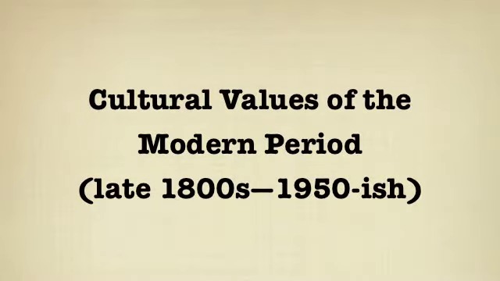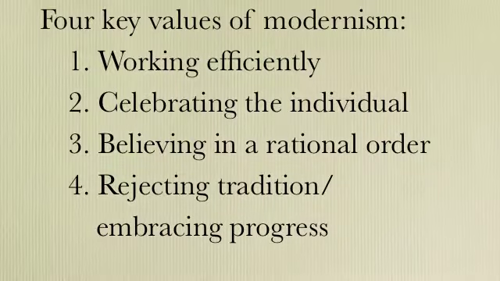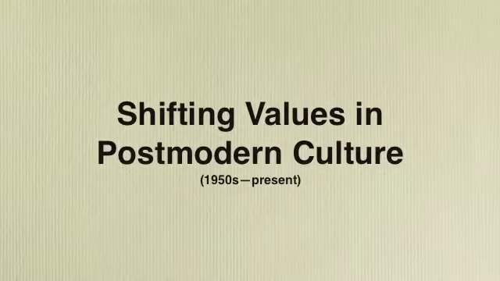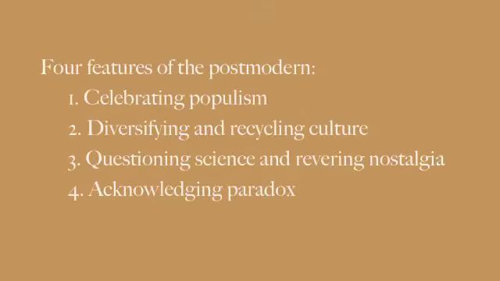Let's look at the cultural values of the modern period versus the postmodern period. The modern period values efficiency, rationality, and moving forward, so rejecting tradition and embracing progress. The postmodern period begins in the 1950s and goes through to the present. It celebrates populism, basically power to the people, diversity, recycling. We question science now and also have a strong sense of irony and paradox.